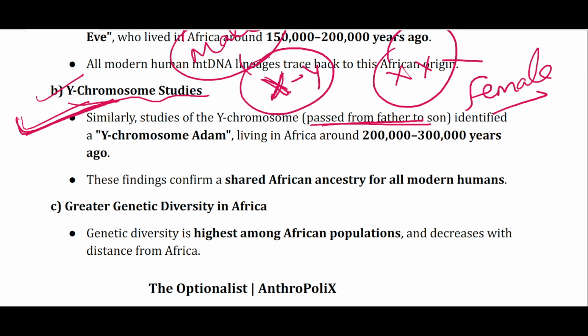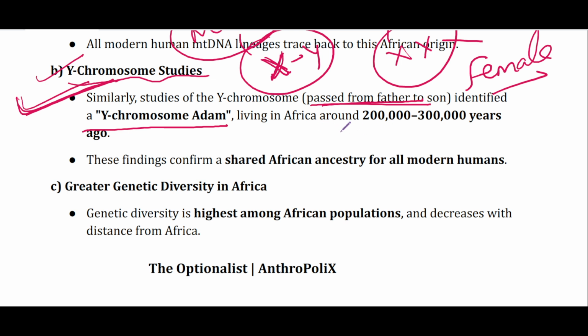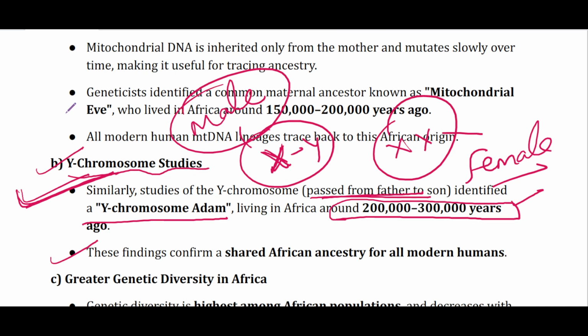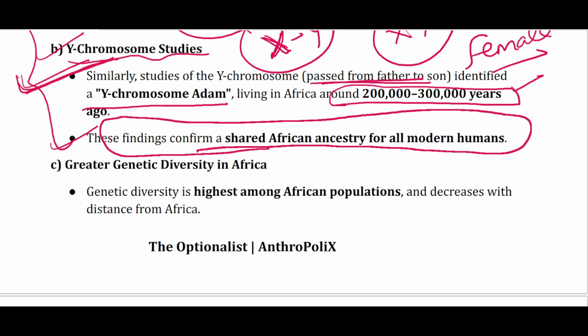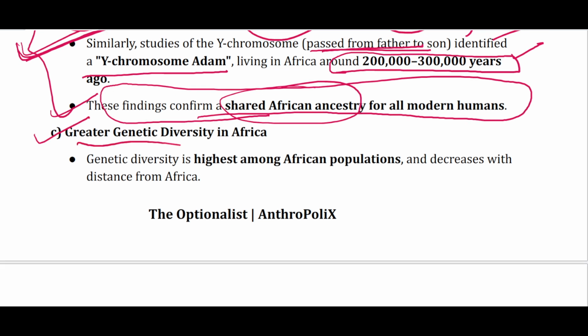So this tracing back, weaving the pieces one by one, has identified the Y chromosome Adam, the common ancestor of all the male specimens today. It has also suggested that for all modern male populations, the Y chromosome can be traced to a common ancestor that existed in Africa at this time, 200 to 300,000 years ago. So that's all we have, mother and father. That's how we have come to the conclusion that all modern Homo sapiens have a shared African ancestry. Then the third evidence is about greater genetic diversity in Africa.